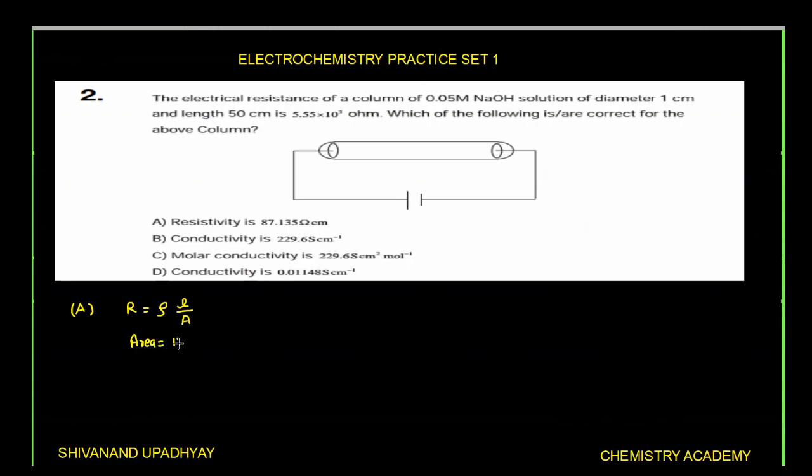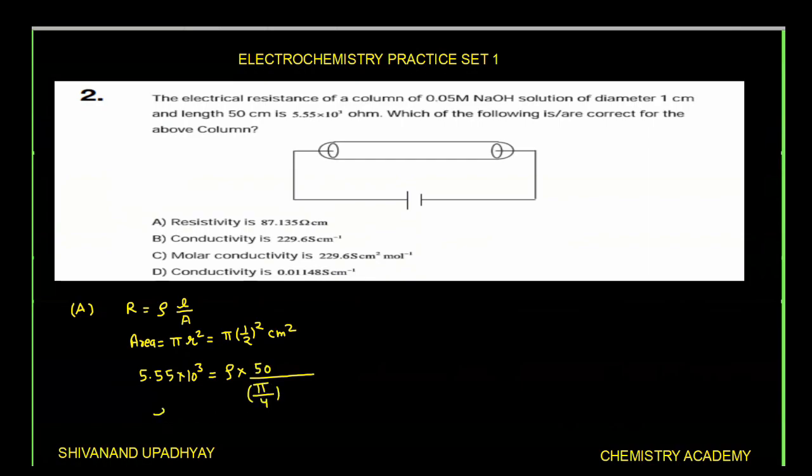Area is equal to pi r square. They have given the diameter, which is 1 centimeter, so the radius will be 1 by 2, whole square. This will come in centimeter square. From here, I can calculate the value of resistivity. The resistance is equal to 5.55 into 10 to the power 3, which is given here, equal to resistivity into length. The length between these two electrodes is 50 centimeter, upon area. Area is pi by 4.